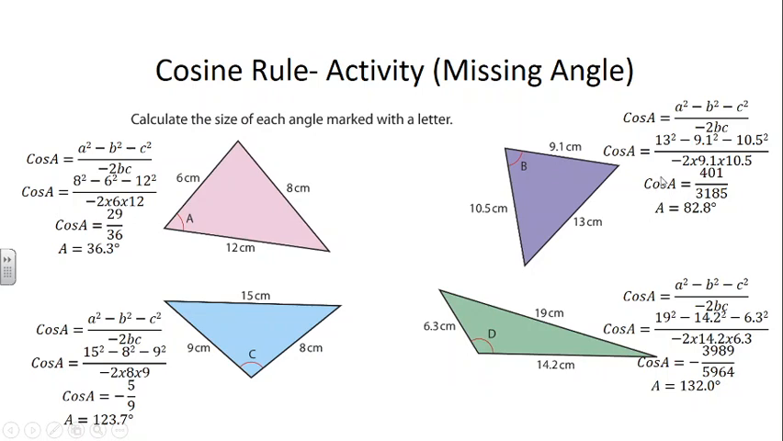Type that in, get cos A is this. If you change it to a decimal, that's also perfectly fine. You can just leave it in your calculator and then do cos minus 1 ANS, and you get 82.8 degrees to the nearest 1 decimal place. Well done if you were getting those right. If you didn't, just check where you might have put that in wrong.